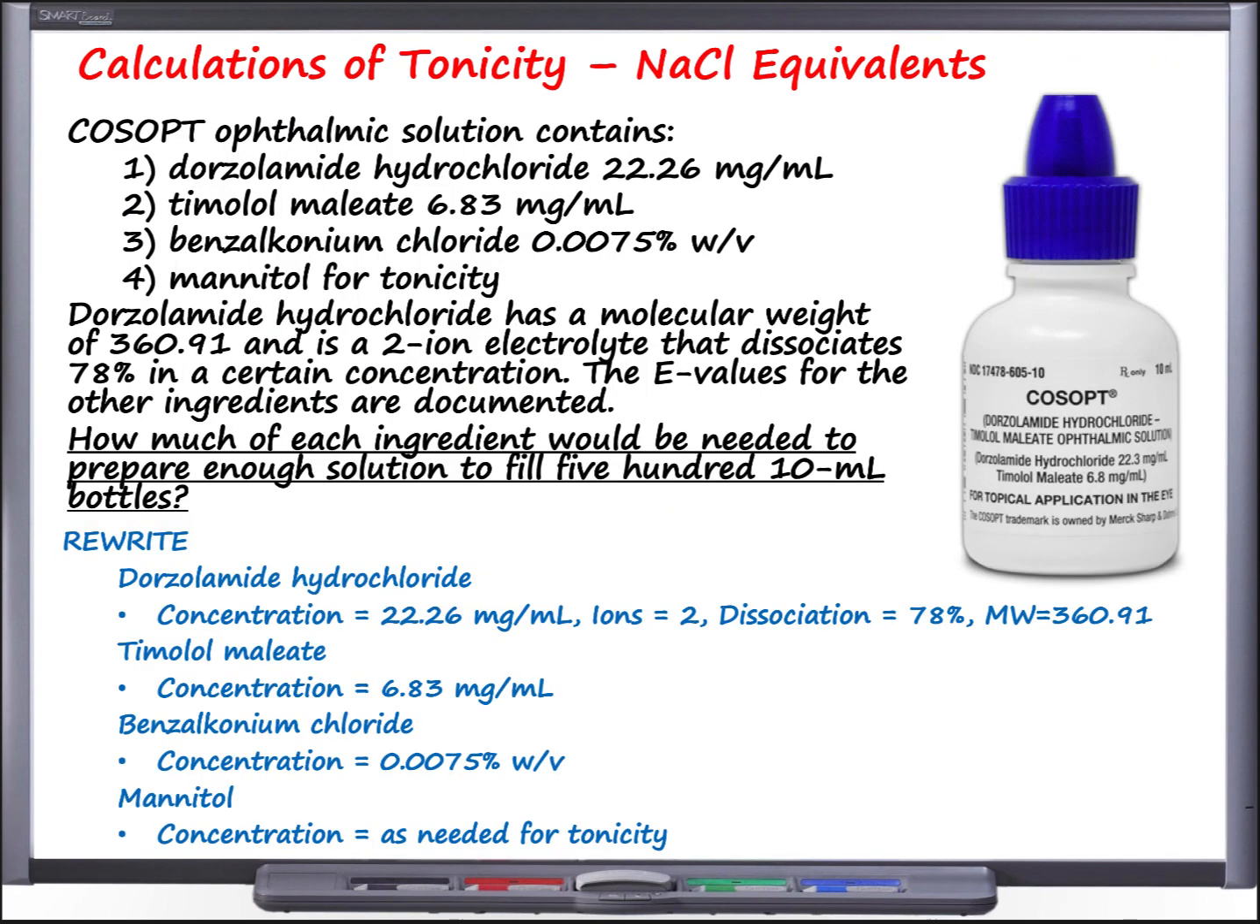For this next question, let's jump down past some of the details and just get a feel for the question to begin with. The question for this one that we're going to do next says, how much of each ingredient would be needed to prepare enough solution to fill 510 milliliter bottles? So obviously, we're making a batch of 510 milliliter bottles of an eye drop.